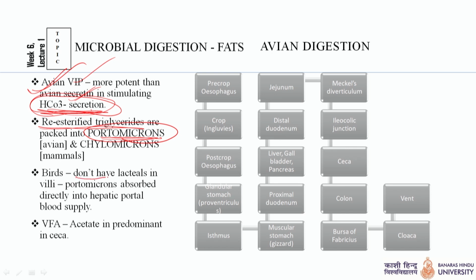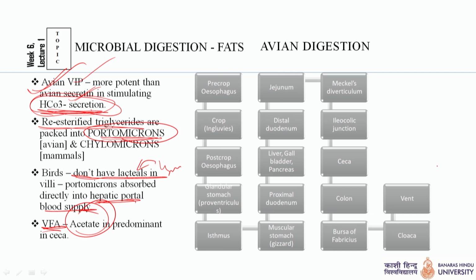Then birds do not have lacteals in the villi. As a result, the portomicrons are absorbed directly into the hepatic portal blood supply. Okay, there is no lymphatic system, there are no lacteals in the villi, so the portomicrons have to be absorbed by the hepatic portal blood supply. Then acetate is the predominant volatile fatty acid in the ceca of avians.